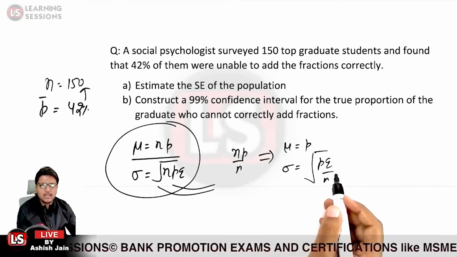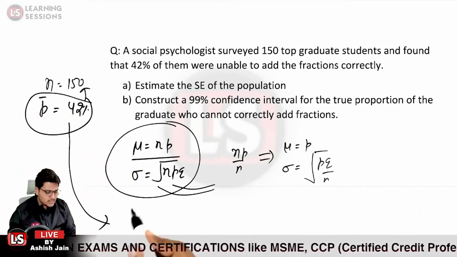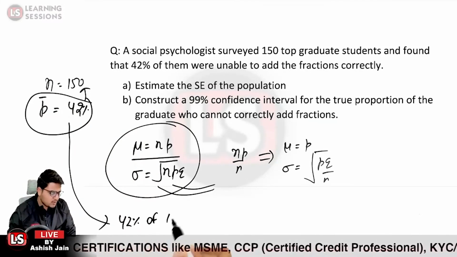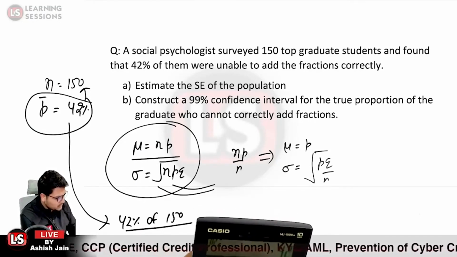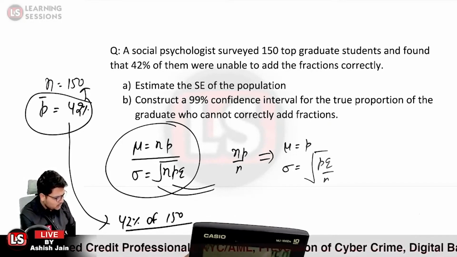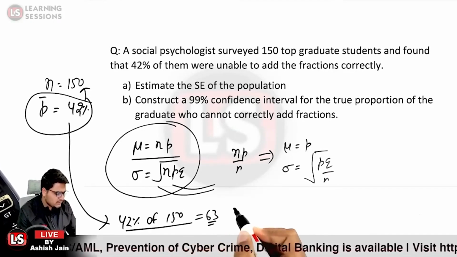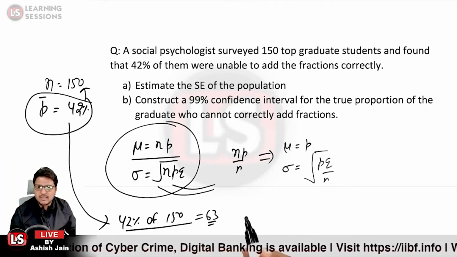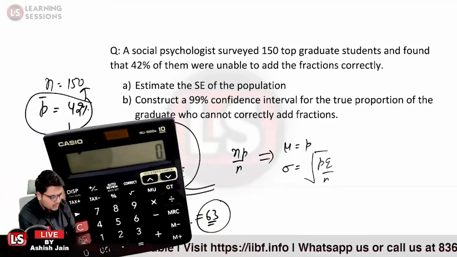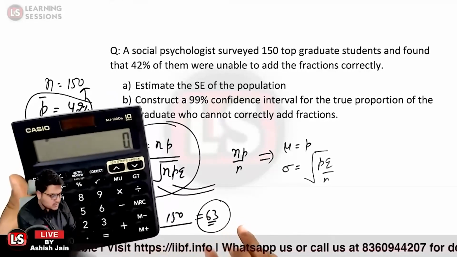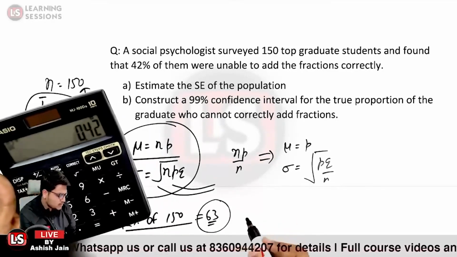And further you just need to look at the proportion over here. In that particular case, you need to have an estimate. So we can say 42% of 150, that is 150 into 42%, which comes out to be equal to 63. So over here we have the success event equal to 63, or we can simply say the success, because it's a proportion, it will be a probability. So 63 out of 150, what would be the probability? That is equal to 0.42.